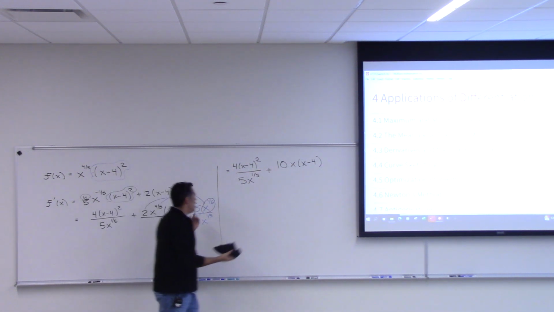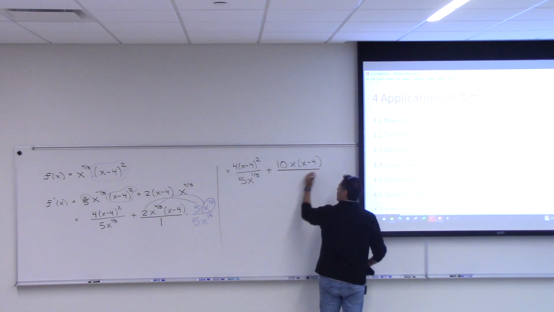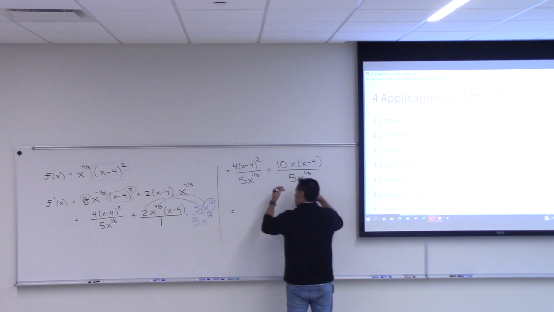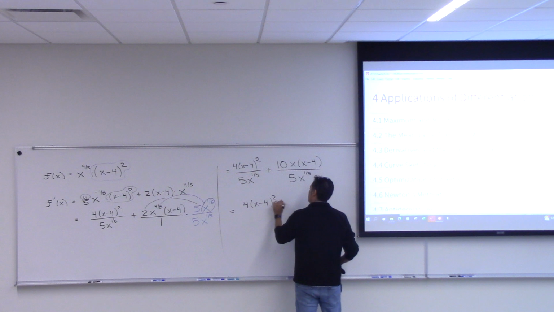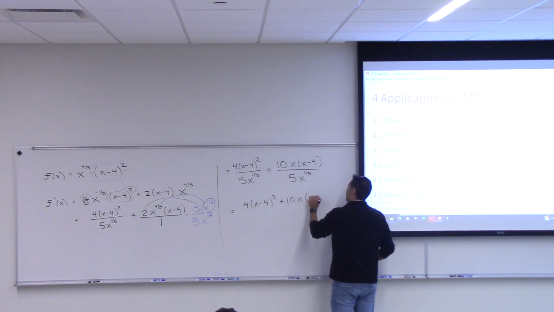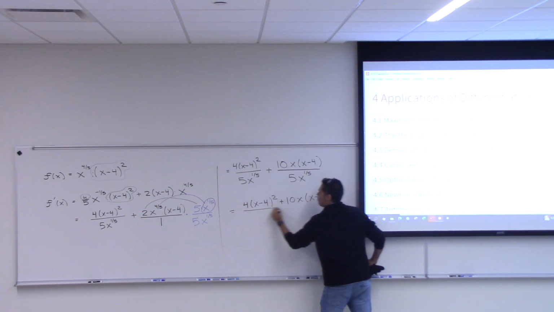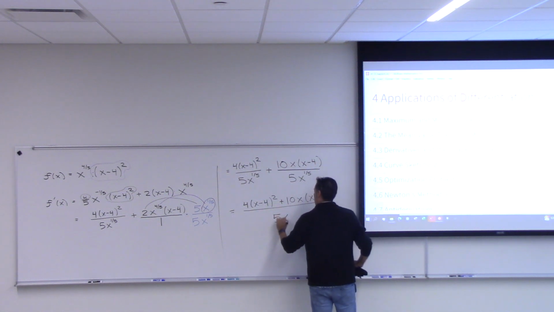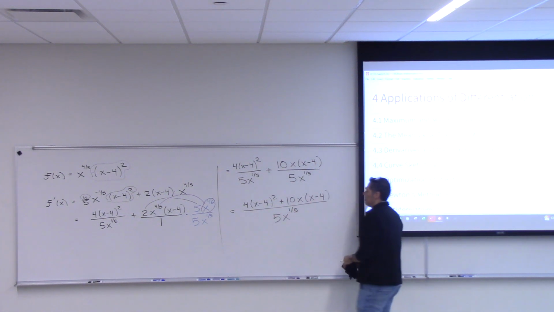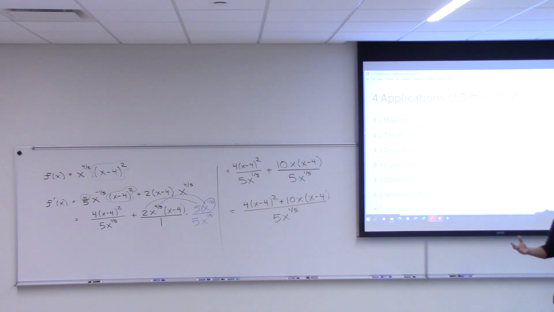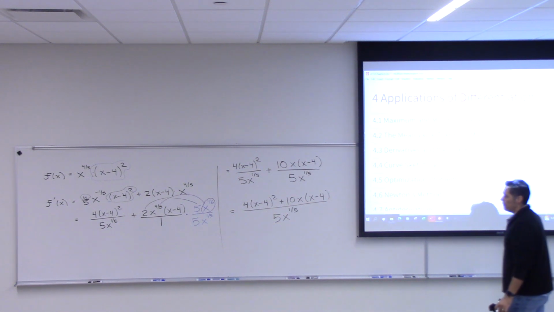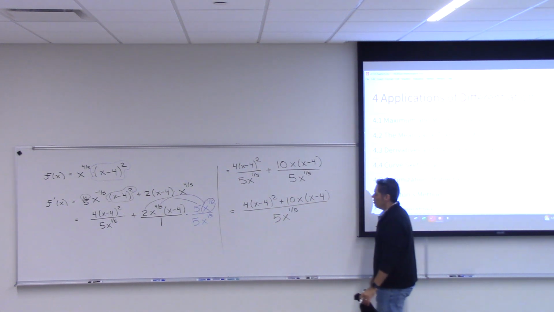And then the bottom is, of course, the common denominator. And then here, now we can put them together, right? So we have (4x minus 4) squared plus 10x(x minus 4), and then all of that over 5x to the 1/5. Now it's not pretty, but that is the derivative, right? And I've got it turned into a single fraction at this point. With me? Pull out the x minus 4.